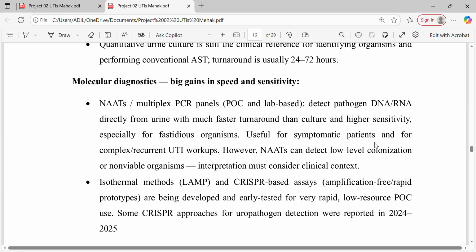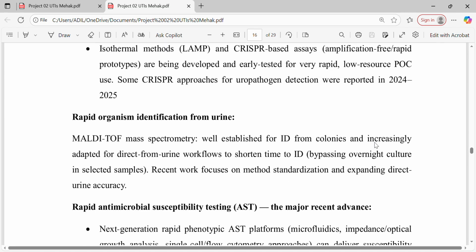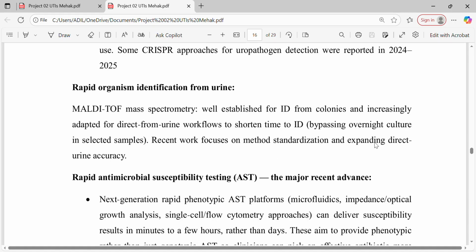Isothermal methods, LAMP and CRISPR-based assays, are being developed and early tested for very rapid, low-resource point-of-care use. Some CRISPR approaches for uropathogen detection were reported in 2024 and 2025. Rapid organism identification from the urine: MALDI-TOF mass spectrometry, well established for ID from colonies, is increasingly adopted for direct-from-urine workflows to shorten time to ID by bypassing overnight culture in selected samples. Recent work focuses on method standardization and expanding direct urine accuracy.